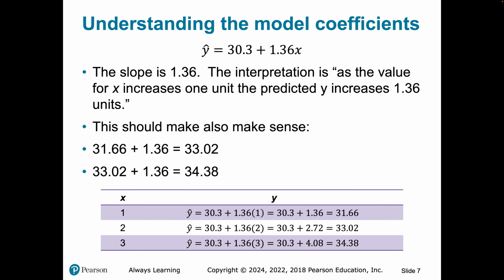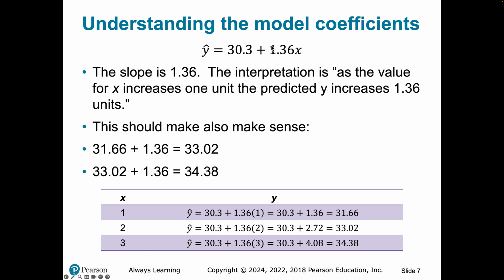Slope's a little bit more challenging, but not much. The slope here is 1.36, and our interpretation, again, needs to be exact. As the value for x increases 1 unit, the predicted y increases 1.36 units. If I had a negative 5 here, my interpretation would be as the value for x increases 1 unit, the predicted y decreases 5 units.